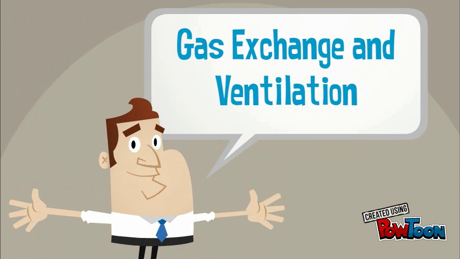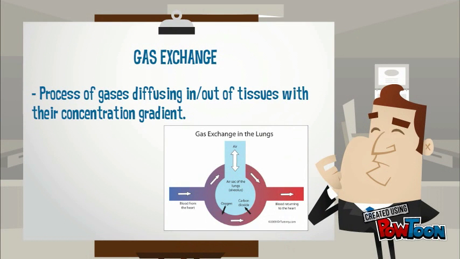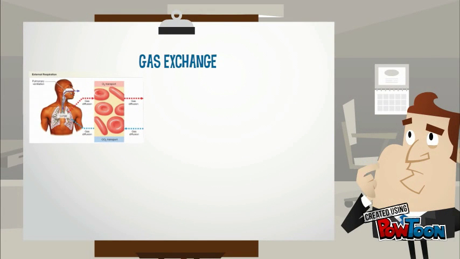Gas exchange and ventilation. Gas exchange is how we get the oxygen required for aerobic cellular respiration, and this can happen in the lungs and in the cells. Gas exchange is a process of gases diffusing in and out of tissues with their concentration gradient. It occurs both in the lungs and the body. In the lungs, oxygen diffuses from the air into the bloodstream, where it's transported by red blood cells to cells and tissues that make up the body. The cells of all tissues are surrounded by interstitial fluid. Oxygen diffuses out of the blood and into the fluid, while carbon dioxide is transported out of the body.